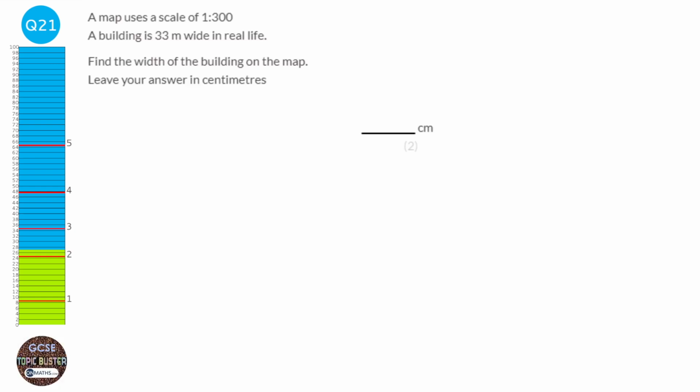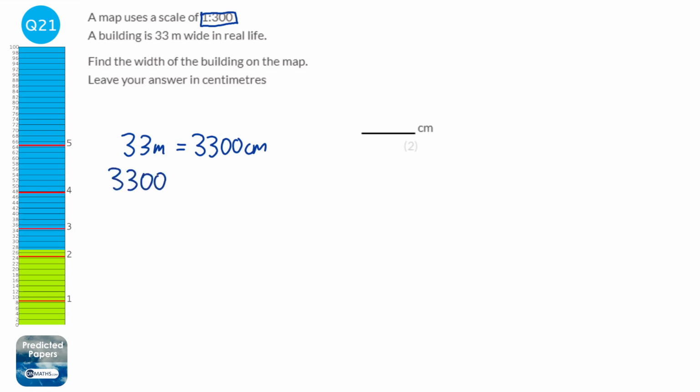I'm going to start by working out what the width of the building is in centimetres. So it says 33 metres, and I'm going to convert that into centimetres by timesing by 100. Okay. Now when it says it has a scale of 1 to 300, it means 300 in real life is 1 on our map. So all I need to do is divide it by 300 to find out what it's going to be on our map. So we'll just divide that by 300 and I get the answer of 11. So it's going to be 11 centimetres on our map.